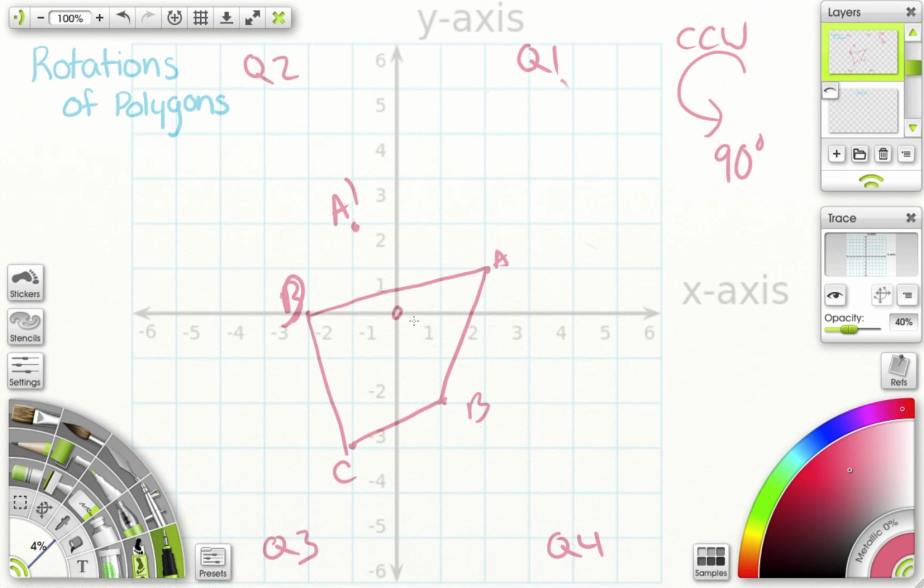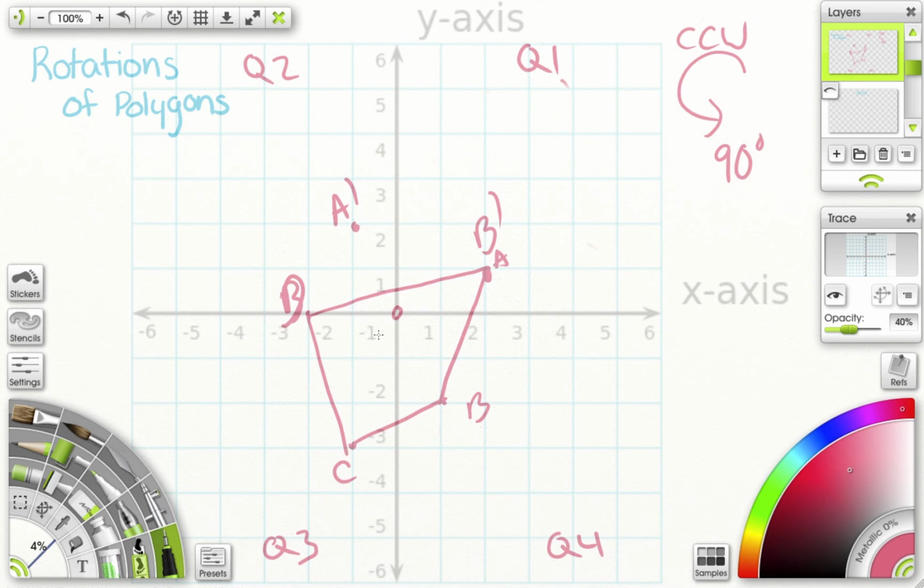Let me do that with B. So I went 1 over and 2 down. I switch it over. I go 2 over and 1 down. And I go over in this quadrant because I know it has to end up in this quadrant. So I went 1 over, 2 down. It has to end up over here because it's a 90-degree rotation. So 1 over, 2 down, it becomes 2 over and 1 up. And this becomes B prime. So it's where A used to be.